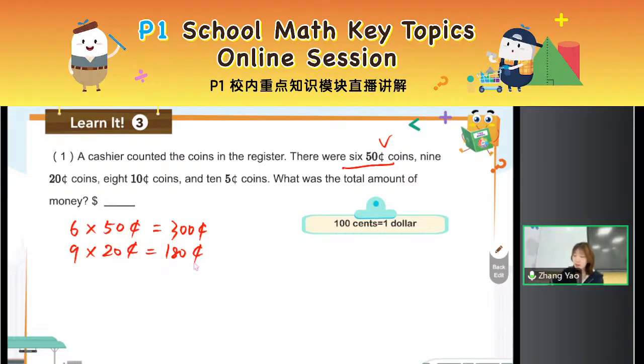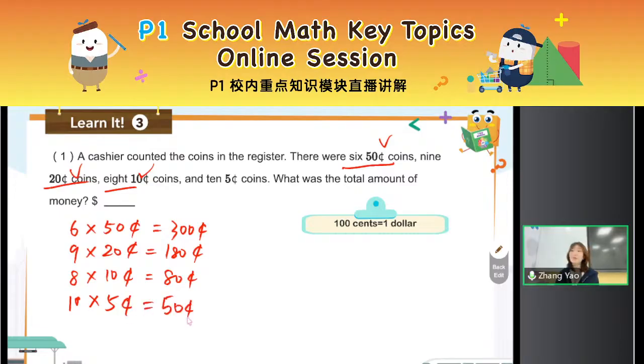How about the next one? How about 8 10-cent coins? That's easy. 8 10-cents, which is just 80 cents. And then lastly, we got 10 5-cents, right? And that is just 50 cents.